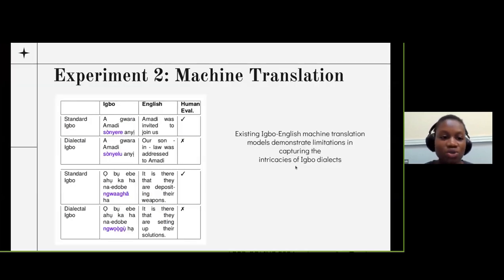The second experiment we did was the machine translation experiment. Looking at the recent Igbo to English machine translation models, we see that they don't really capture the Igbo dialect very well.